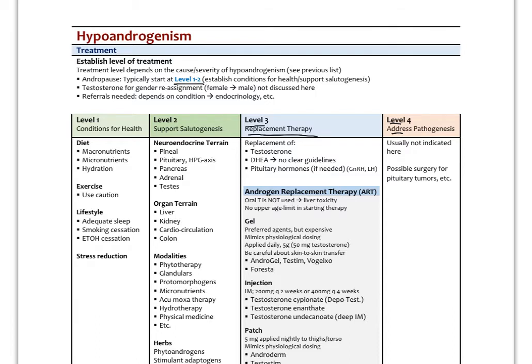So that's one area. Exercise, really this use caution isn't necessarily applicable here. We want to, with exercise, encourage good blood flow. So in general, mild to moderate amounts of exercise are very helpful. Over-exercising can certainly create problems with hypoandrogenism.